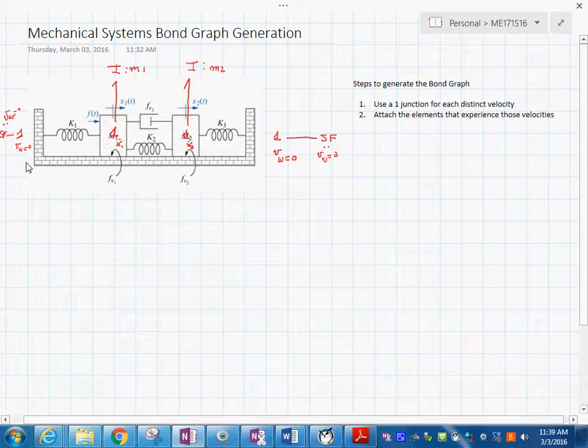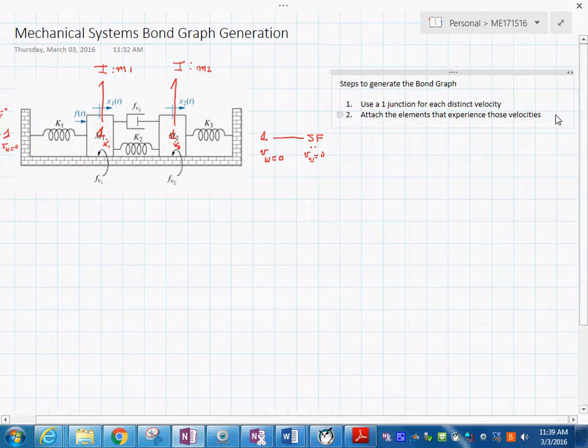So I am going to go to the next step, number 3, which would be use a 0 junction to represent the velocity differences. Okay, so in this case we have the velocity differences here. What do I mean with that?